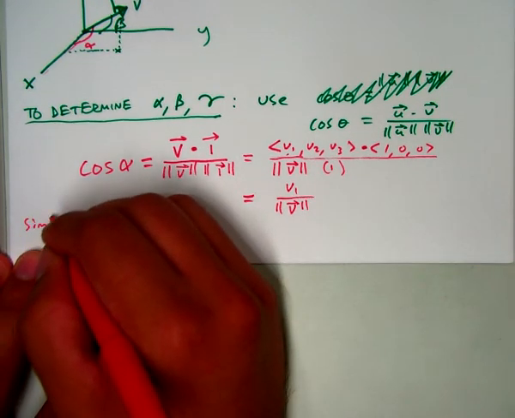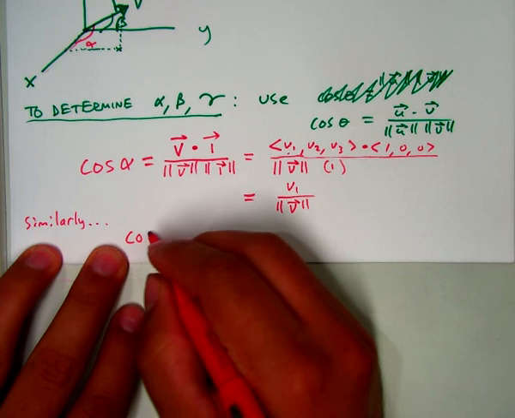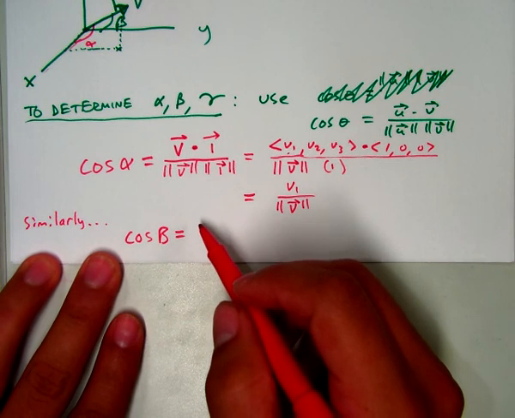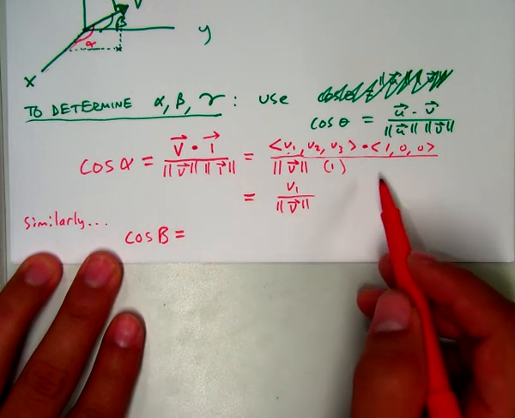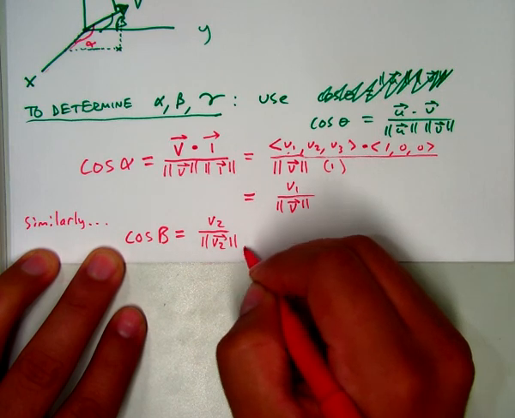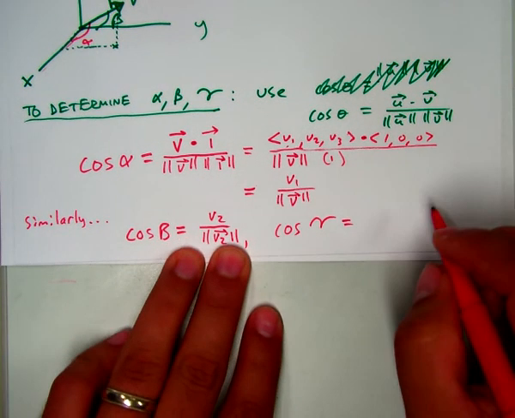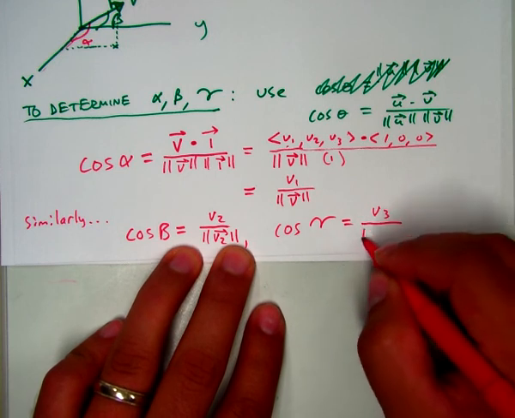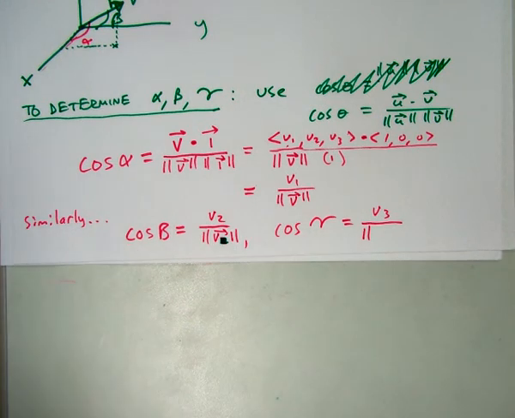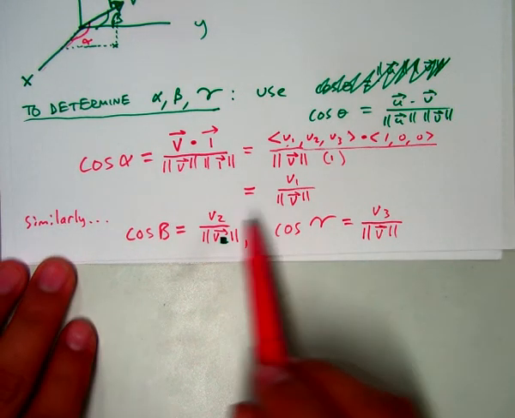Similarly, we can find the other angles. Cosine of beta, we're going to take v dotted with what? j. What's the only component that's going to be left on top when you do the dot product? v2, and we're still going to have the magnitude of v in the denominator. And the last angle, cosine gamma, what's going to be the formula for that? v3 over the magnitude of v.